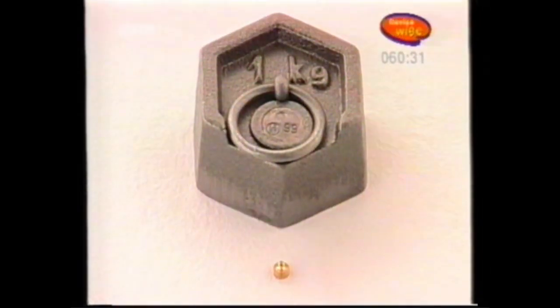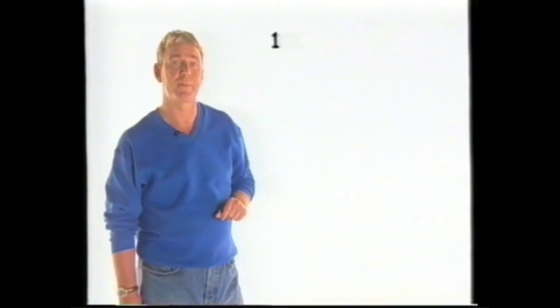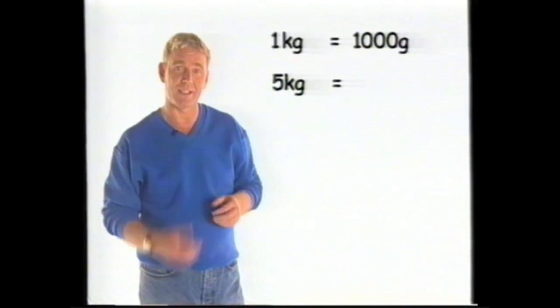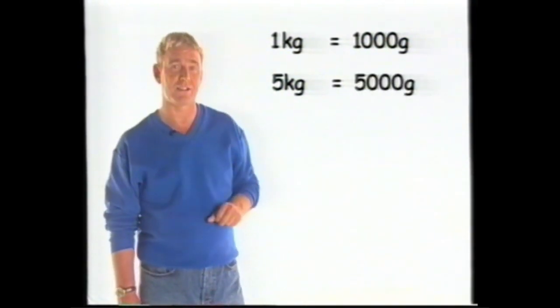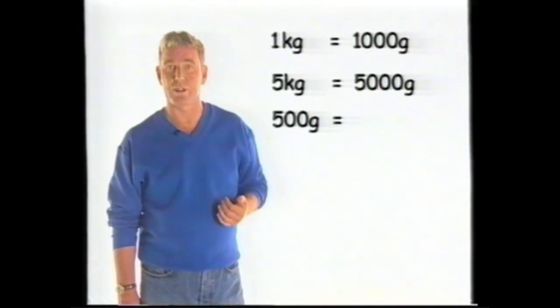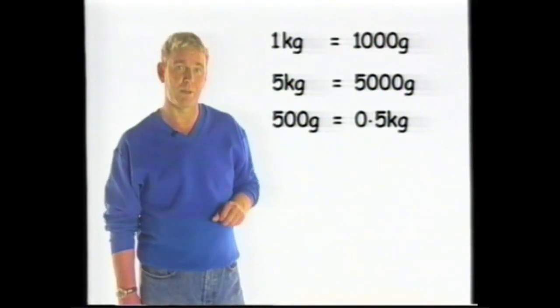And it's important to know the relationship between them. 1 kilogram is the same as 1,000 grams. To convert from one to the other, you multiply or divide by 1,000. So if 1 kilogram equals 1,000 grams, 5 kilograms equals 5,000 grams. You multiply by 1,000. 500 grams equals 0.5 kilograms. You divide by 1,000.